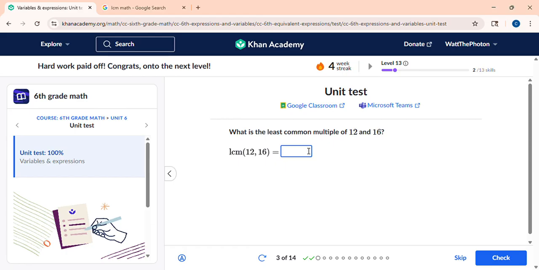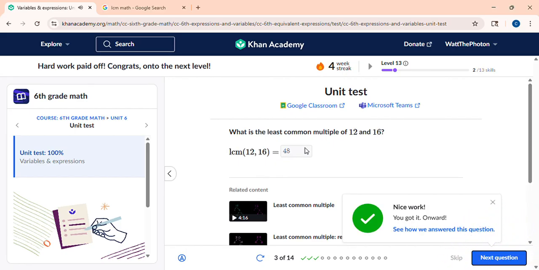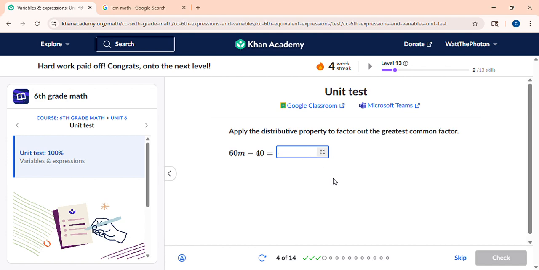16, 32. 148. I mean, worst case scenario, you just multiply them together, and then you can start dividing. Apply distributive property to factor out the greatest common factor. 20. 3m minus 2. There we go.